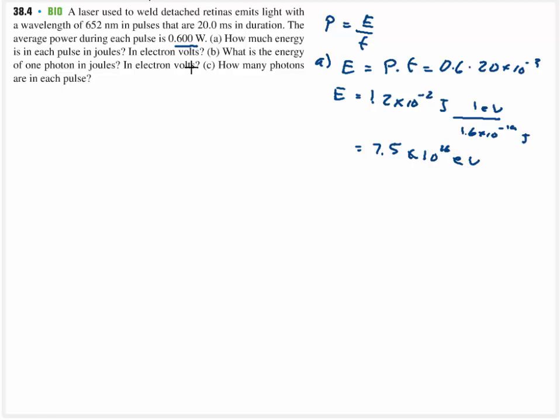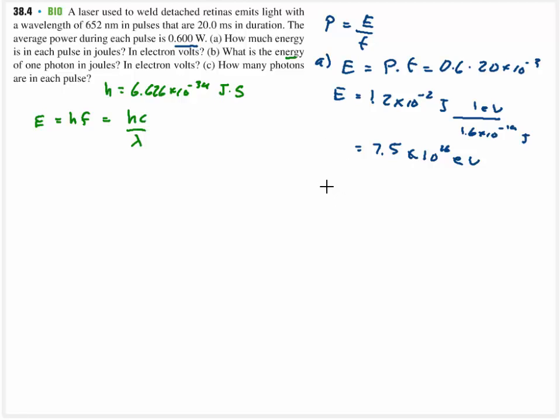Now let's go ahead and figure out the energy that one photon has, and what we're going to do is say E is equal to h times f, or hc divided by lambda, since I've been given lambda. And I want to mention something about Planck's constant. We said Planck's constant was equal to 6.626 times 10 to the minus 34th, and it had a unit of a joule multiplied by a second.